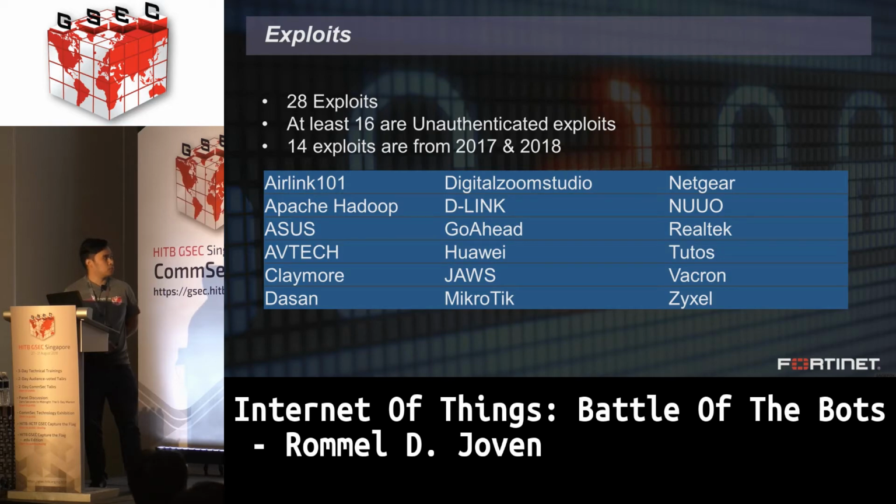Then 14 of the exploits are from 2017 and 2018. So users that don't patch their IoT device, even though they changed their password, are still vulnerable to these exploits. So we have here the brands that are affected by the 28 exploits. It ranges from routers, modems, CCTV, DVR, IP cameras, web apps, and also minor software products. For the specific vulnerable product, maybe you can just check online which product is vulnerable to this.